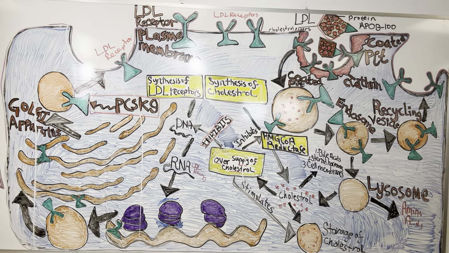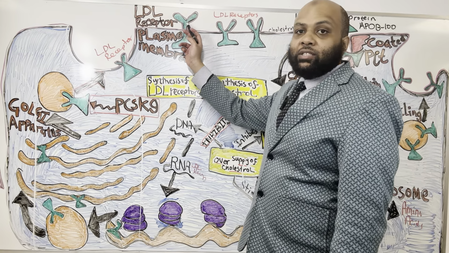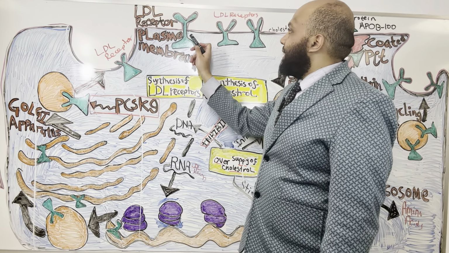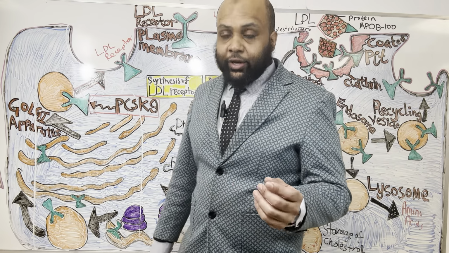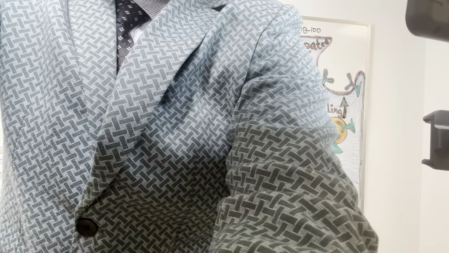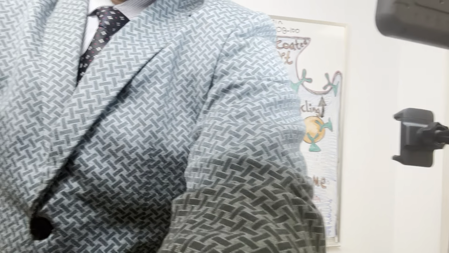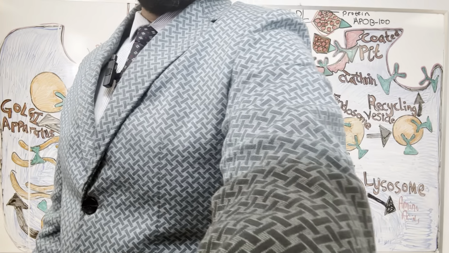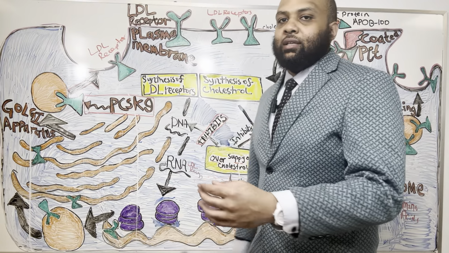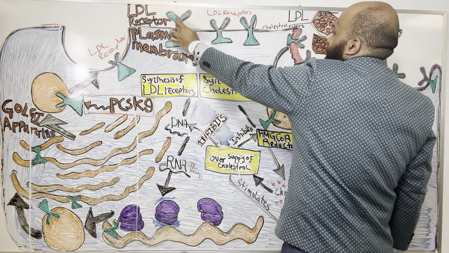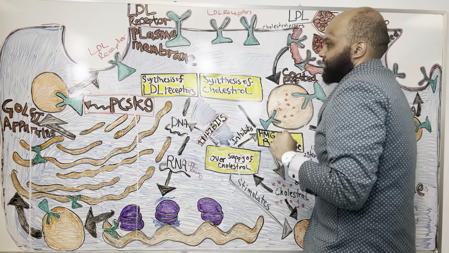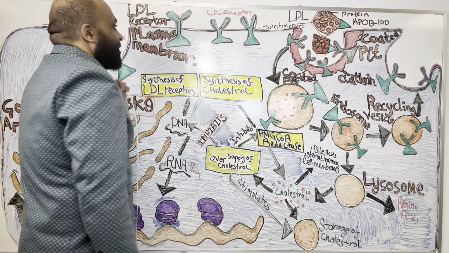So let's first recognize our players. We've already mentioned that this green part here is the LDL receptor. That's what's going to internalize and bring into the inside the LDL. So if there's a lot of LDL, low density lipoprotein, it is going to be brought in with these green receptors. And how will it be brought in?